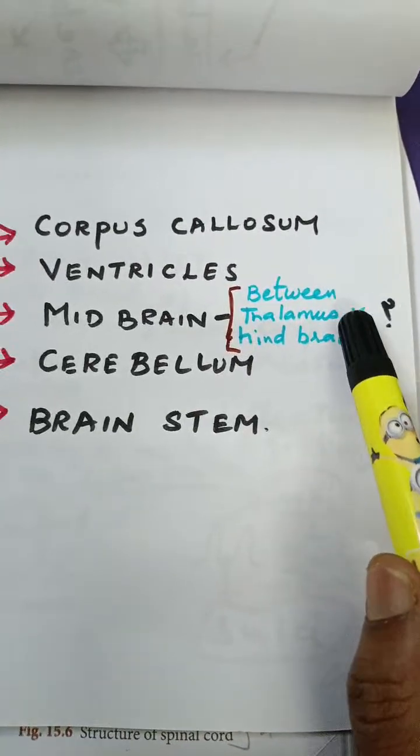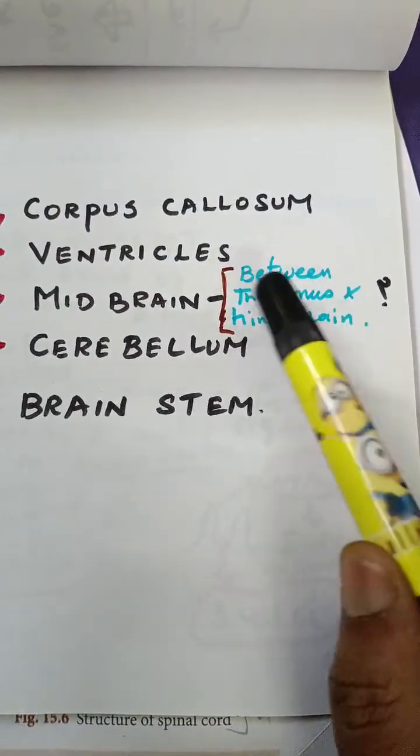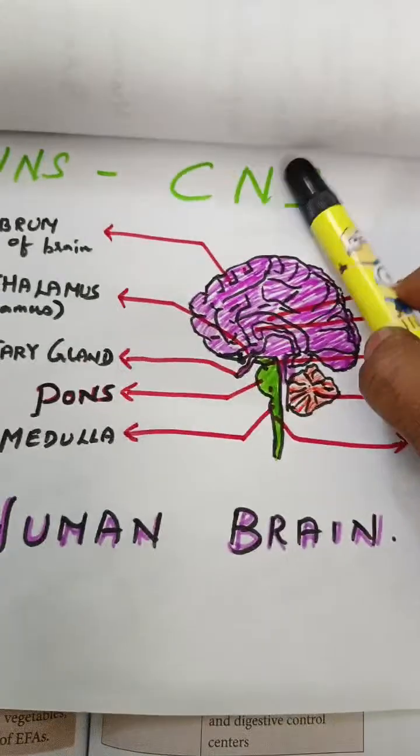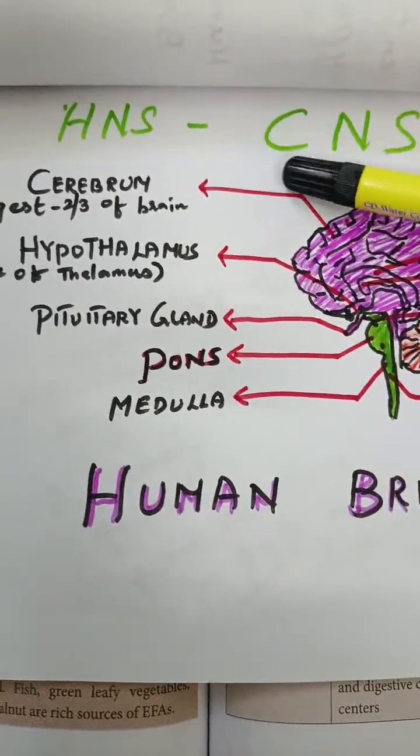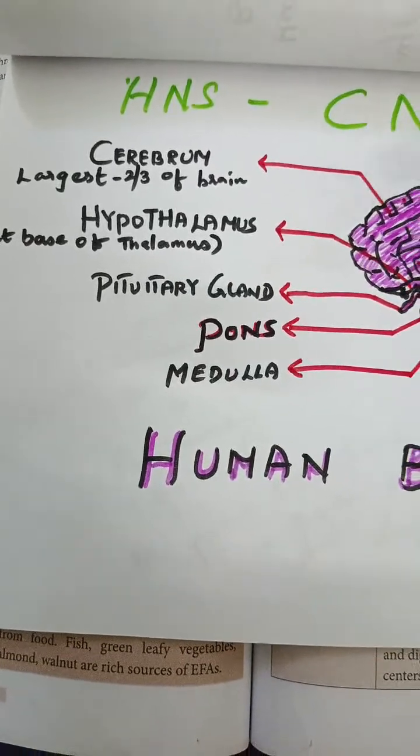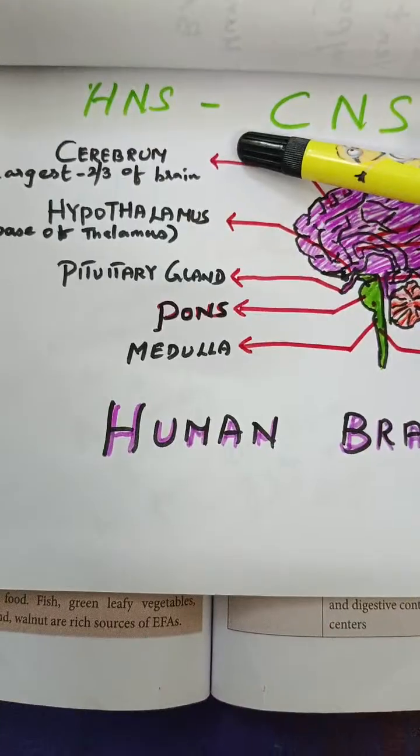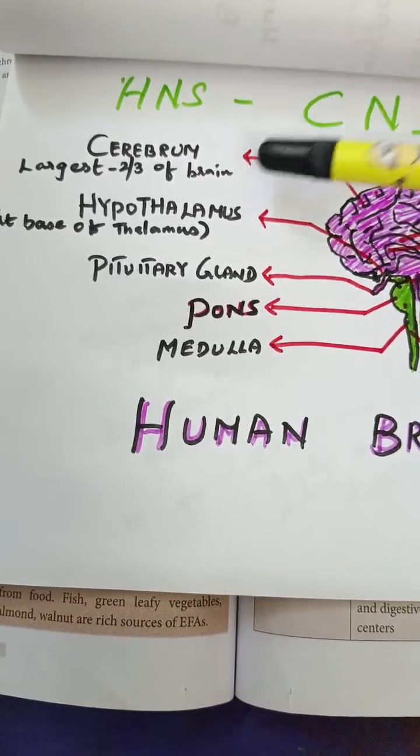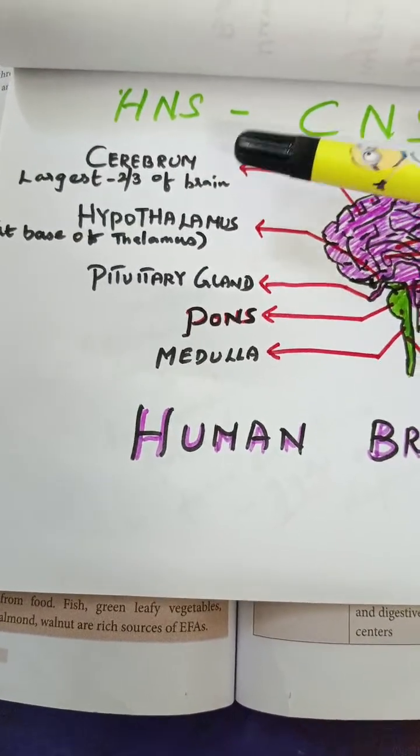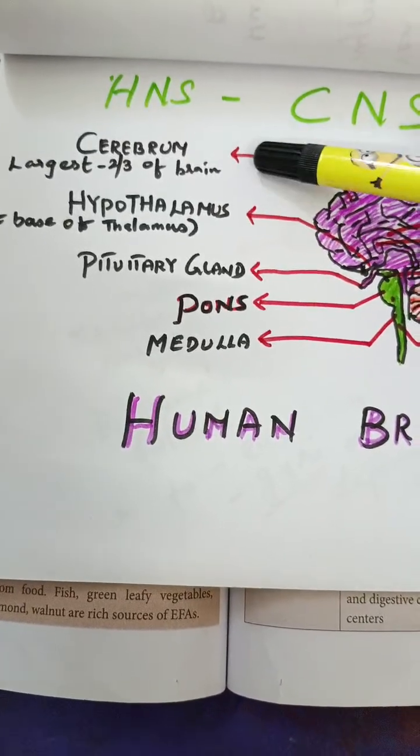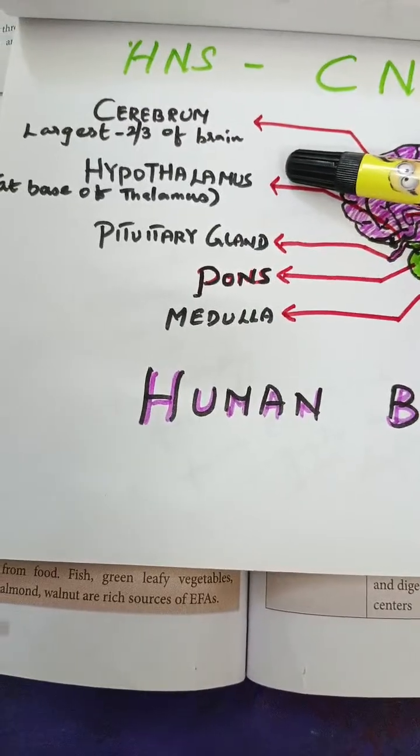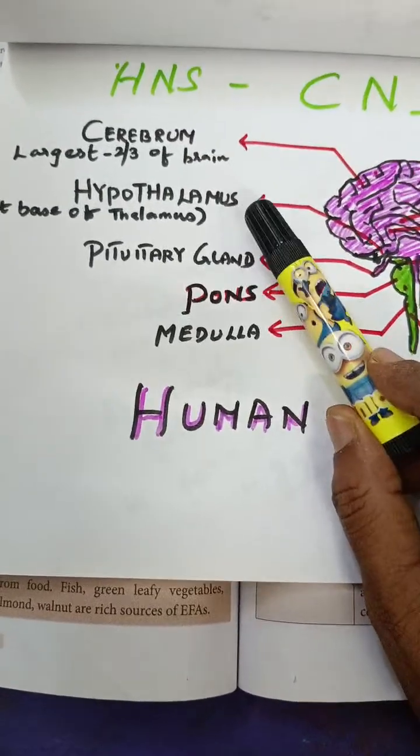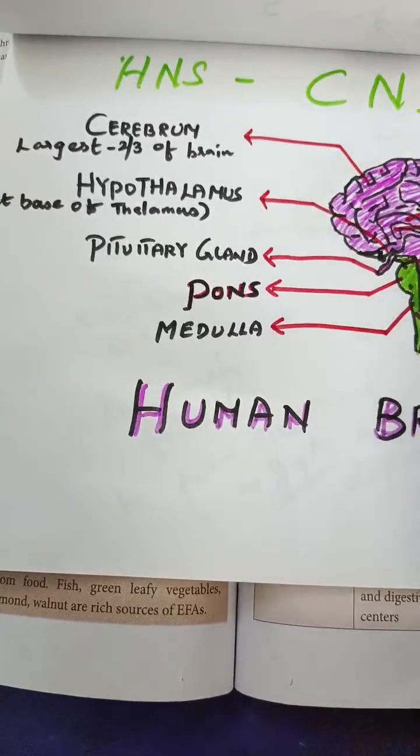Okay, so now if you look at this midbrain, the midbrain is between the thalamus and the hindbrain. Is that clear? And the next is, we have seen about the forebrain. The forebrain is the major part of the human brain. The cerebrum is the largest part we can see. So it occupies two-thirds of the brain. The cerebrum is the foremost brain in the human nervous system. And then you have the hypothalamus. This hypothalamus will be at the base of the thalamus. In between the thalamus and hindbrain only you have the midbrain. Just now I told you.